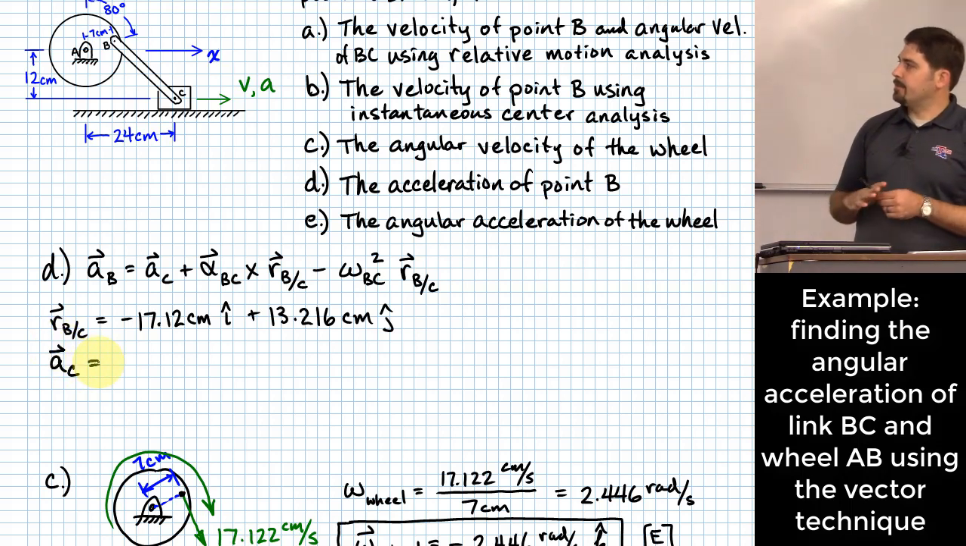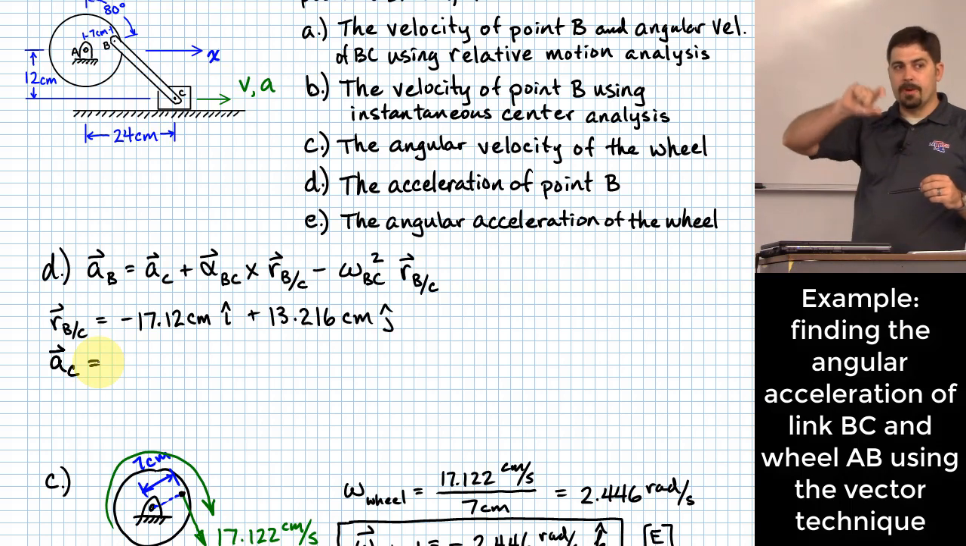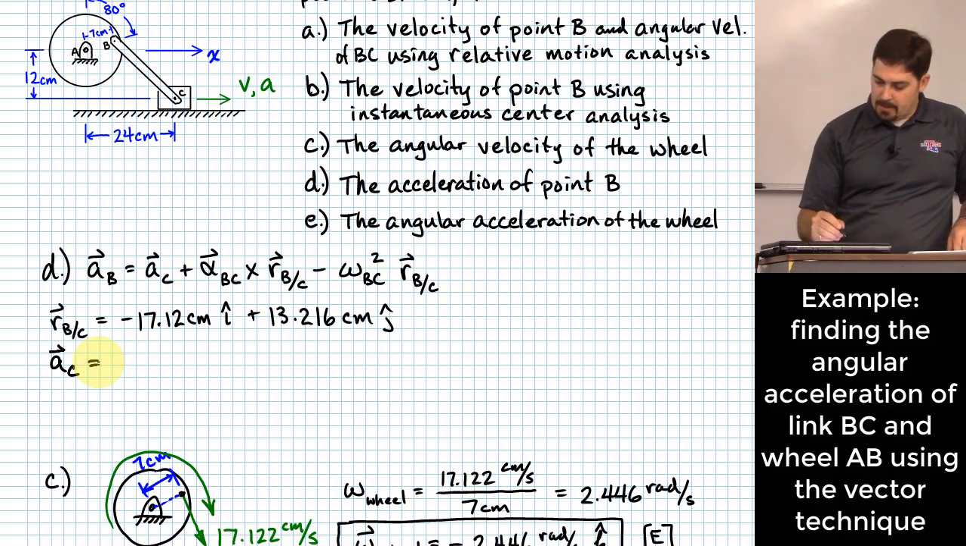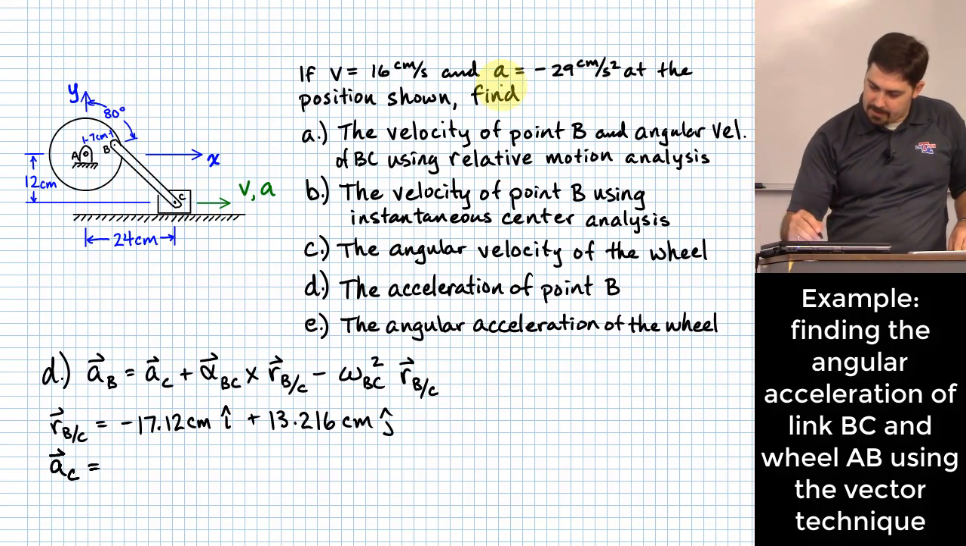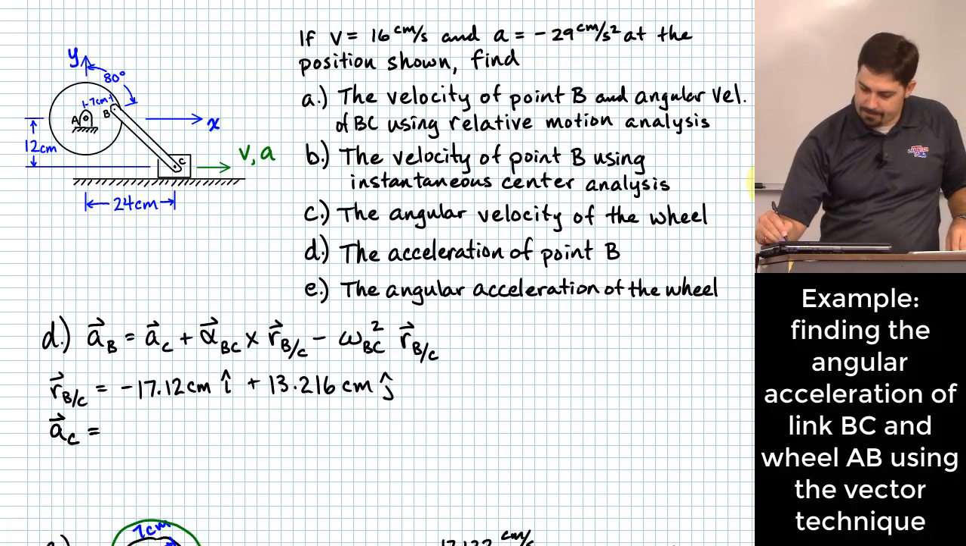I'm going to try to list all these vectors right here real quick. So acceleration vector C, for point C, it is entirely horizontal, right? It's not allowed to move up and down. It entirely moves in the horizontal direction. And so we know what its value is as well. It's given right up here, negative 29 centimeter per second squared.